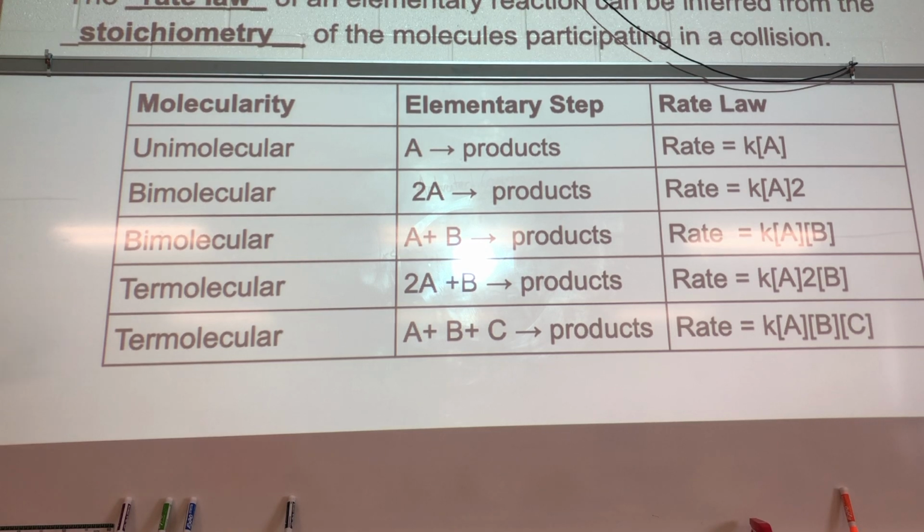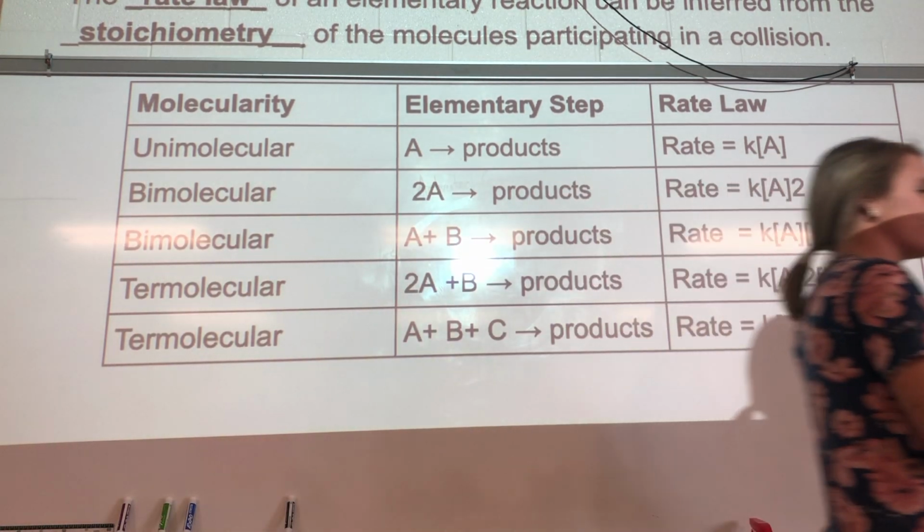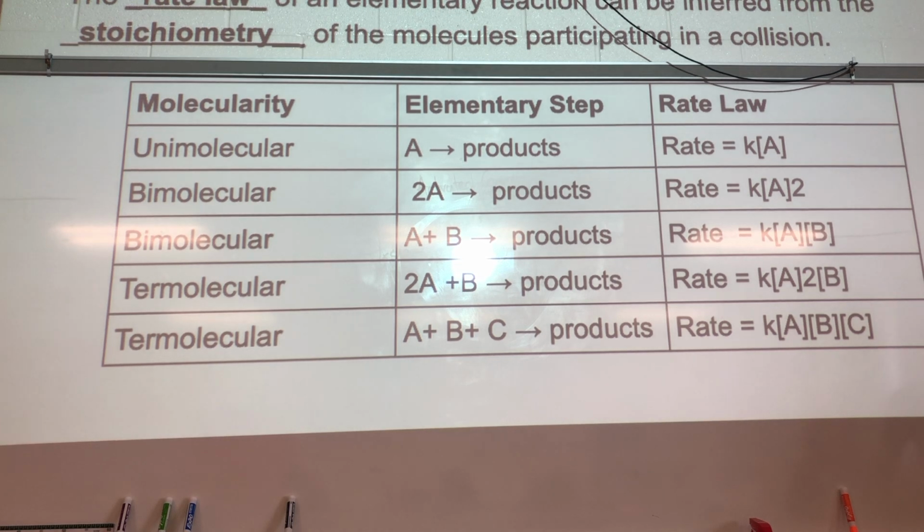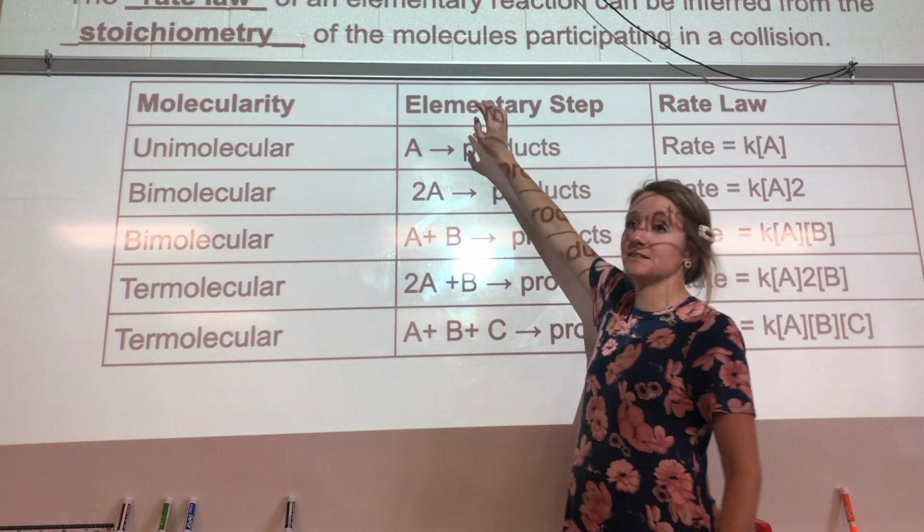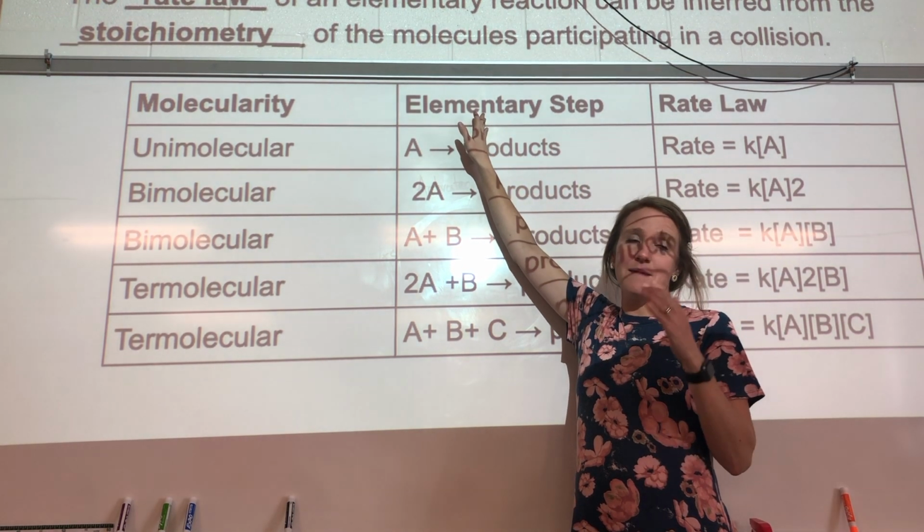Okay. All right, so these are some examples right here of elementary reactions. Now, by knowing that something is an elementary step, meaning it only takes one collision to happen, you can write the rate law directly from the stoichiometry of the equation. But the only way we can do that is because we know it's elementary.